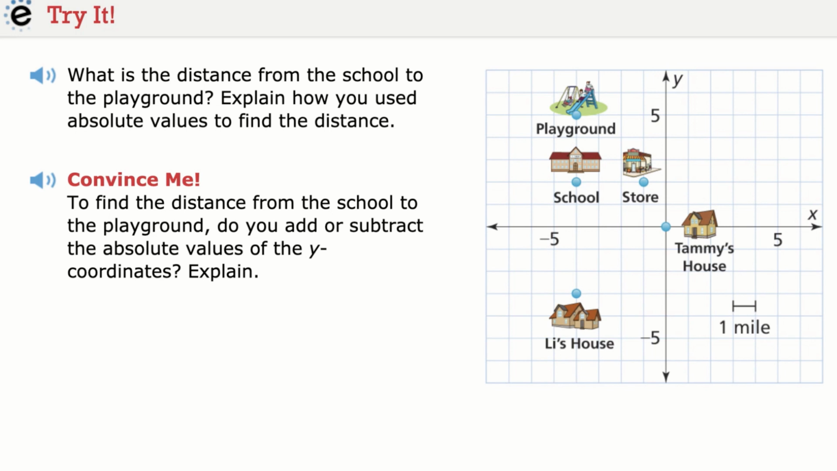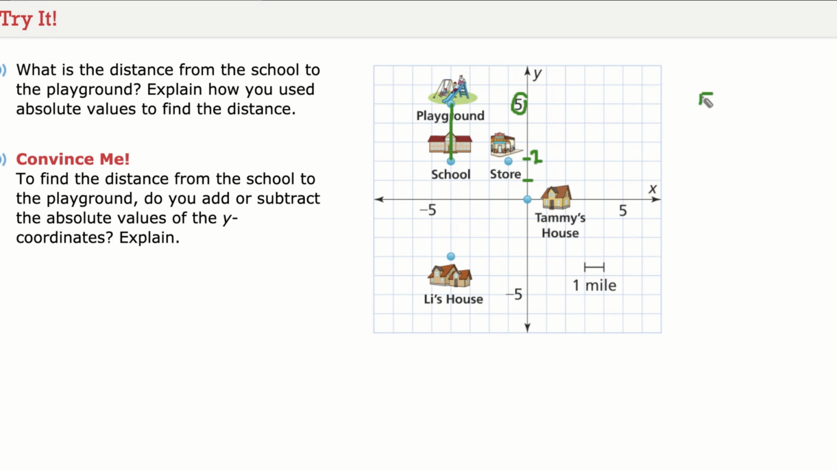Okay, if you were to count the units from the school to the playground, this is 1 unit, 2, 3 units between them. So the distance is 3. You could have also used this y-coordinate of 5. This one here would be 2. This is 1, 2, 3, 4, 5. So you take the 5 and the 2, and you would subtract their absolute values because they are on the same side of the x-axis. So it's the absolute value of 5 minus the absolute value of 2, which is the same as 5 minus 2, which also gives you 3.